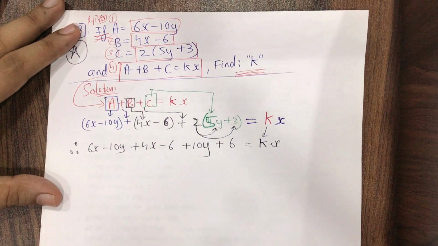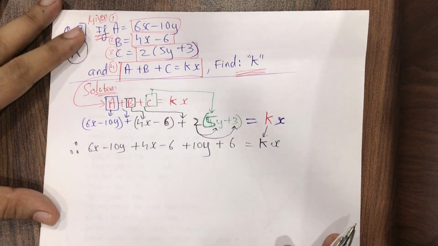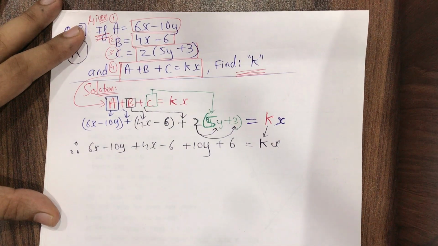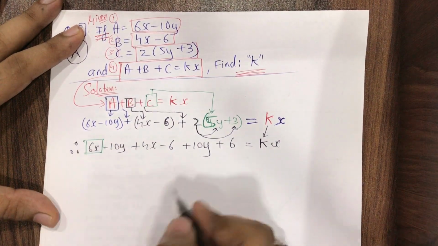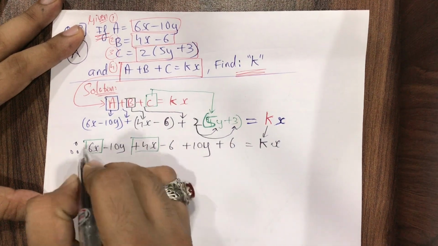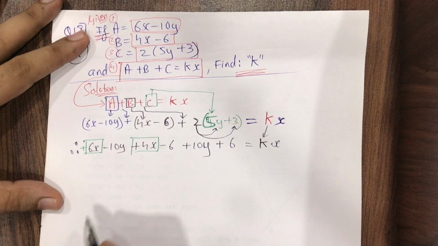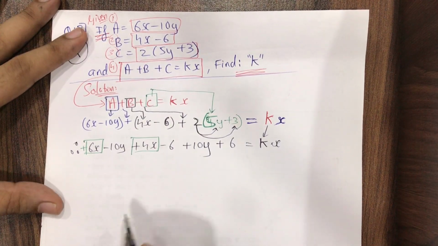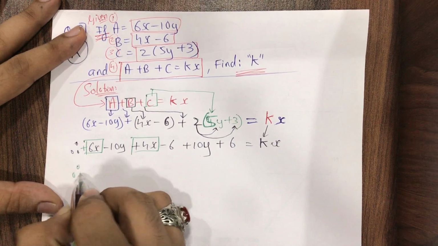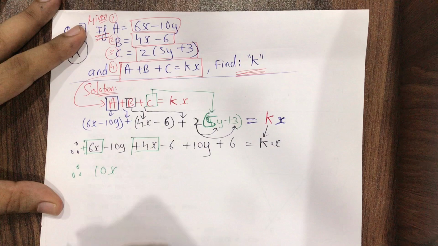Now students, let's pair up the terms which have x along with them. So here I have plus 6x and plus 4x. Only 2 terms I have with x. Can I write like this? Therefore, 6x plus 4x becomes 10x.